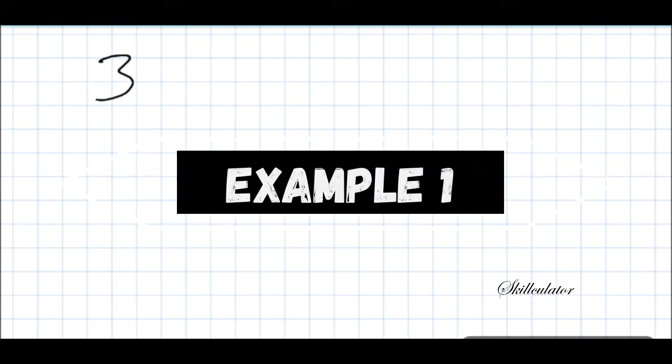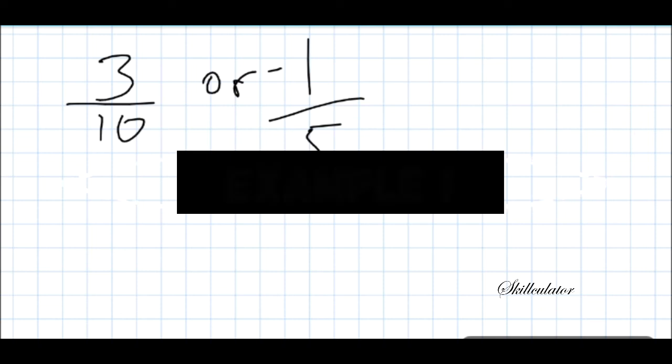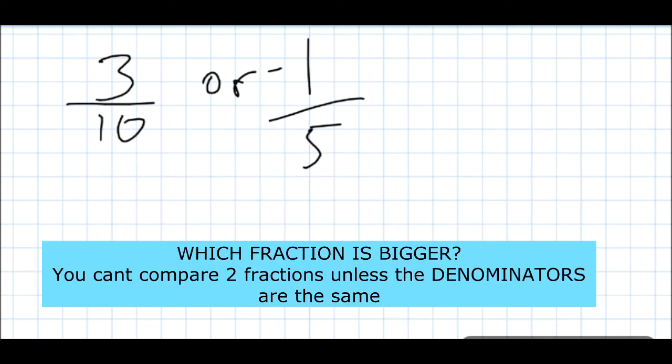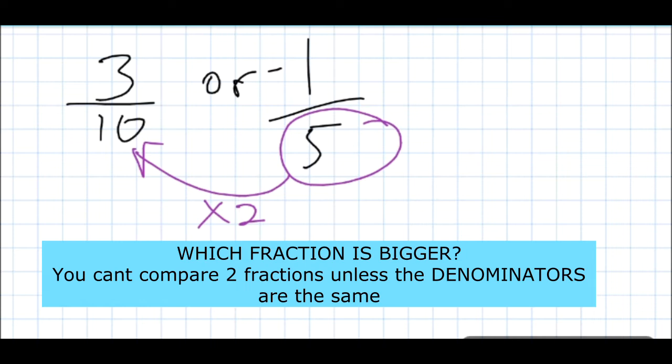Okay, 3 over 10 or 1 over 5. Now, just as in the previous example, we have to think, is it easier to convert the 10 to a 5, meaning you're dividing, making it smaller, or is it easier to convert the 5 to a 10, meaning you're going to multiply it by 2? And I think we were discussing in the last question that to multiply is easier than to divide.